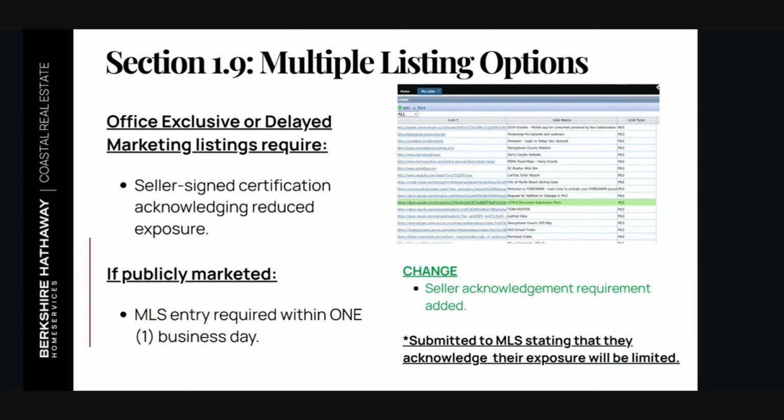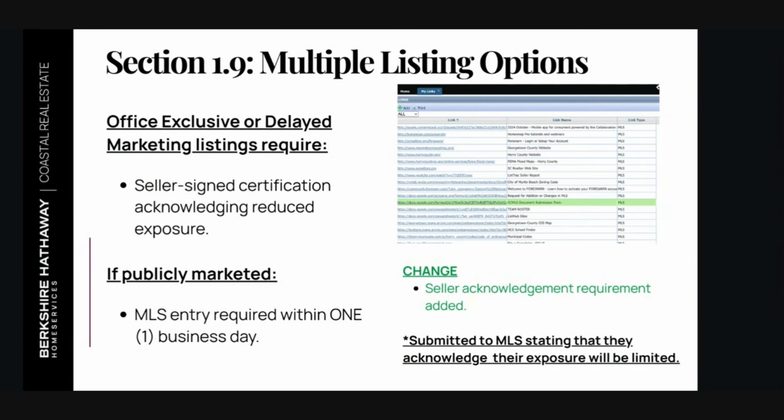So what is changing here is that the seller acknowledgement requirement has been strengthened. The signed acknowledgement must now be submitted to the MLS. This ensures that there is clear documentation that the seller understood the marketing decision and made that choice knowingly. The purpose of this documentation, again, is transparency, making sure that the seller's instructions are clear and properly recorded.